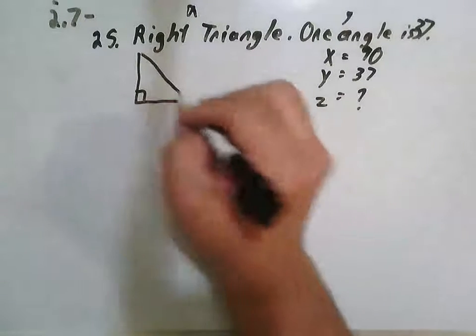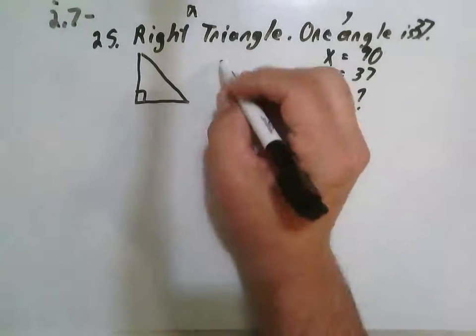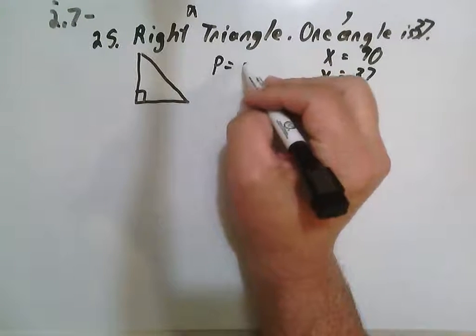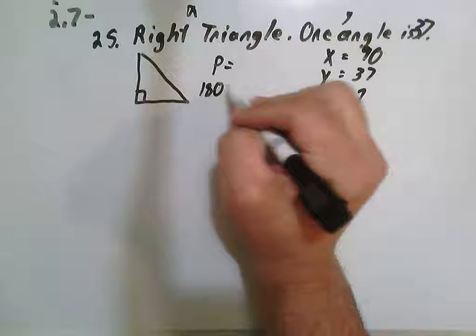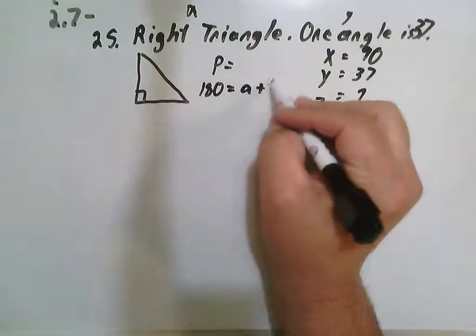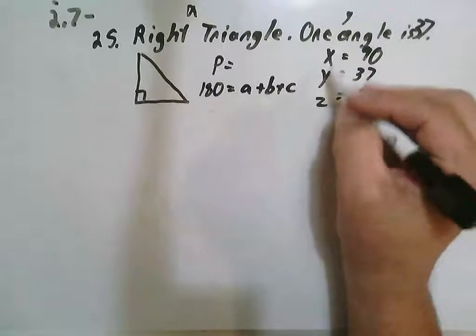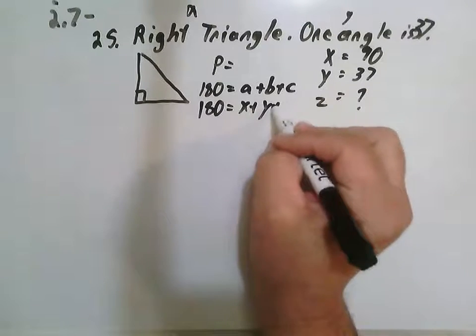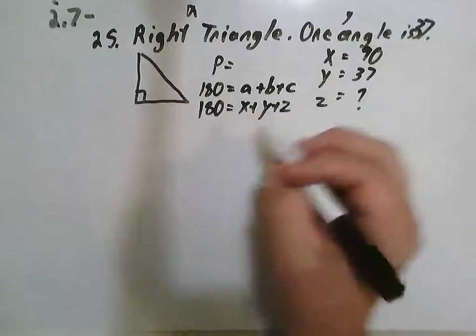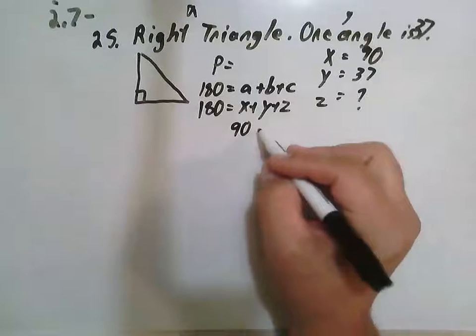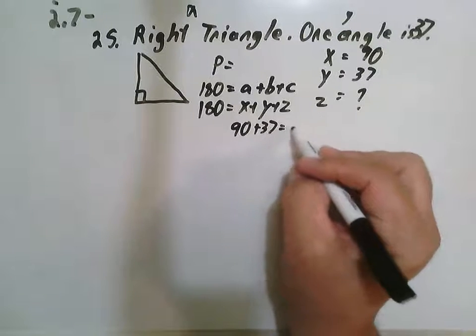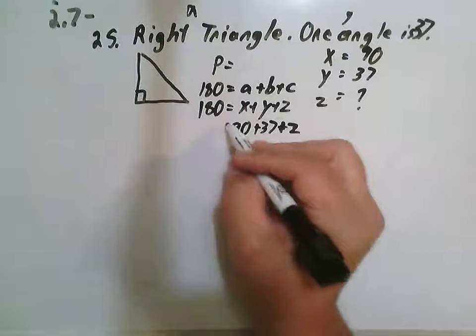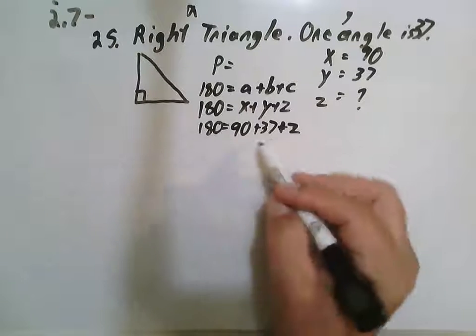Well, I know that if I add up all my angles, and remember my angles are going to be 180, 180 is equal to, and we could say a plus b plus c, but because I used x, y, and z, we'll just use those, x plus y plus z, and then I just substitute them in. x is equal to 90, y is equal to 37, and my z is the one thing that we don't know. So once again, I'm going to solve this like I solve anything else.